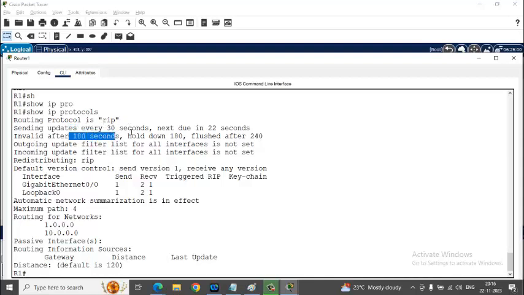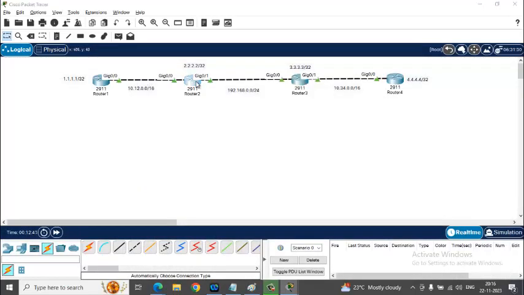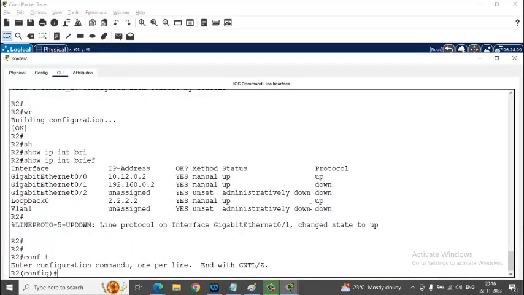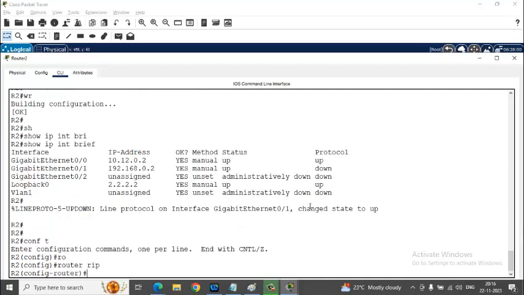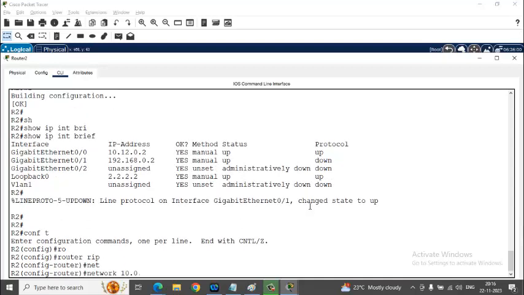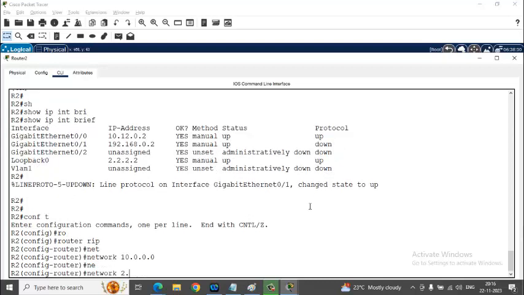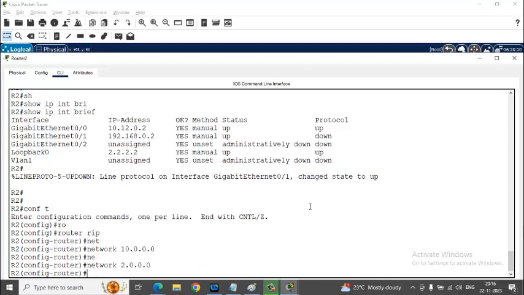Here it belongs to both router 2 and router 3. It's in between. Version 1. Router RIP, network 192.168.0.0, network 3.0.0.0, network 10. That's it. So now let's go to router 4.